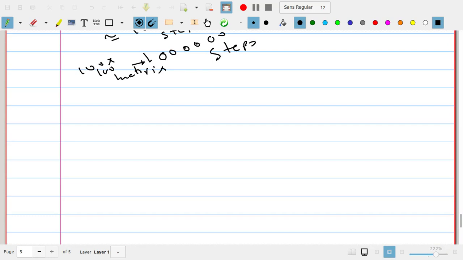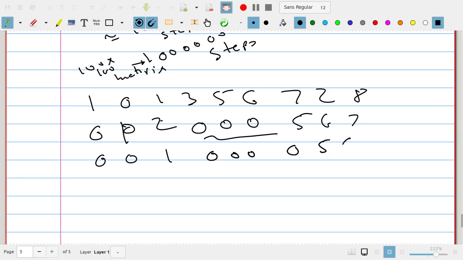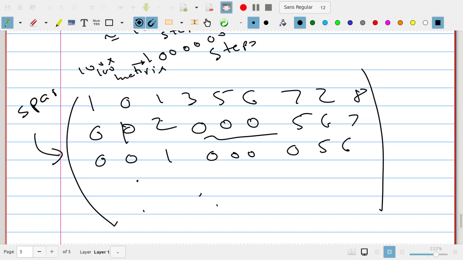So for example, if you have a matrix that looks like this, a big matrix, 1, 0, 0, 0, 0, 1, 2. If it has many zeros in it, that is a sparse matrix, one that has many zeros, 0, 6, and so on and so forth. So this matrix is called a sparse matrix.